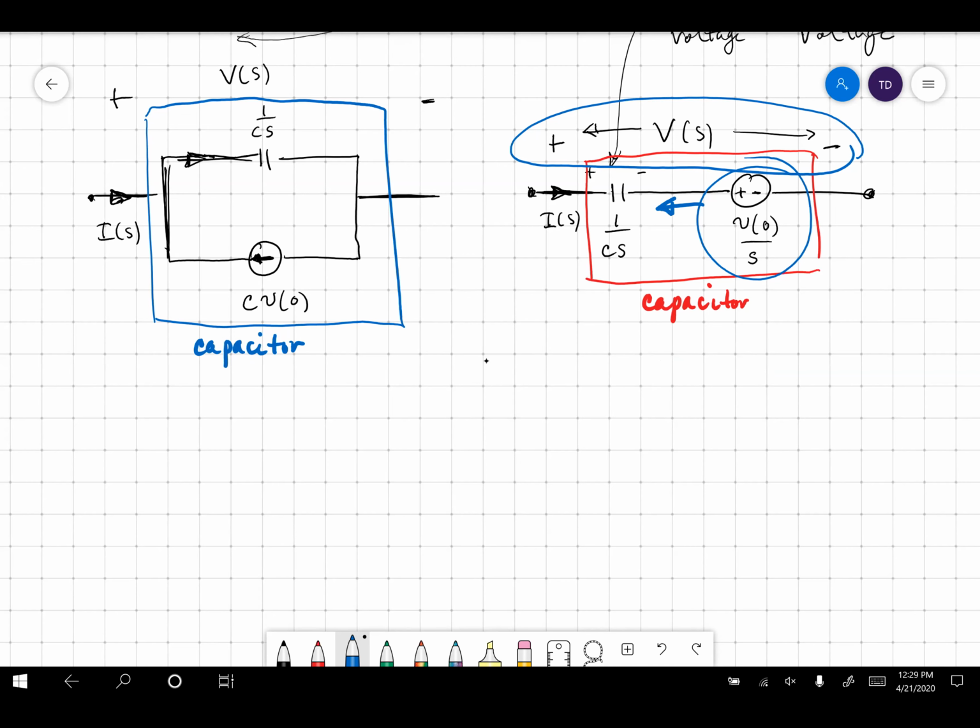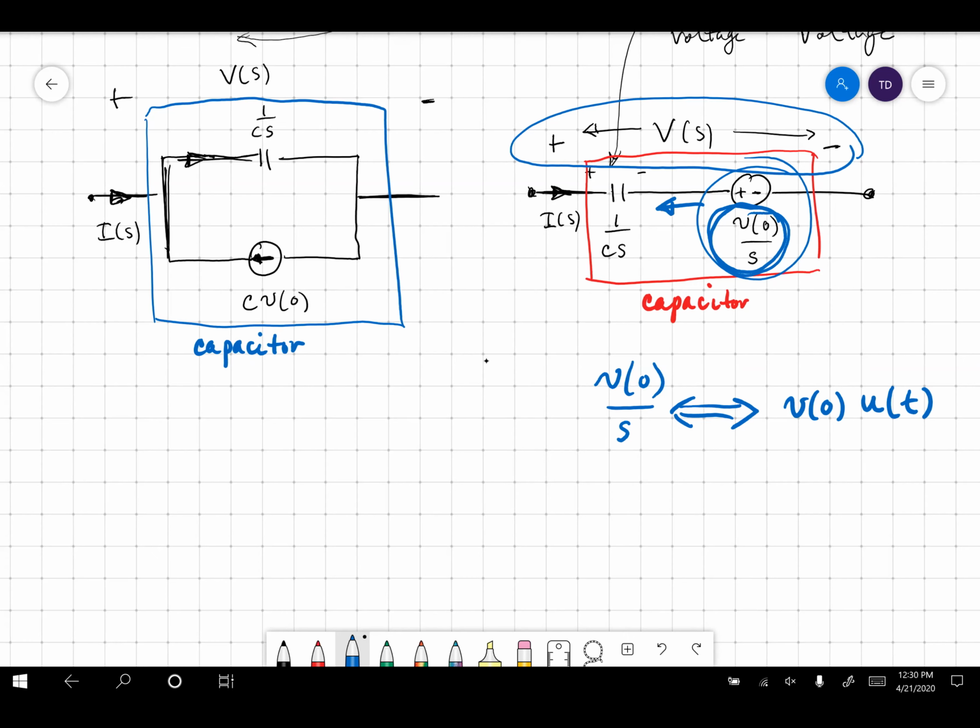Here's what I really want to look at. Look at this, V0 over S. If you inverse Laplace transform that, what does that look like in the time domain? V0 U of t. It looks like a unit step function.